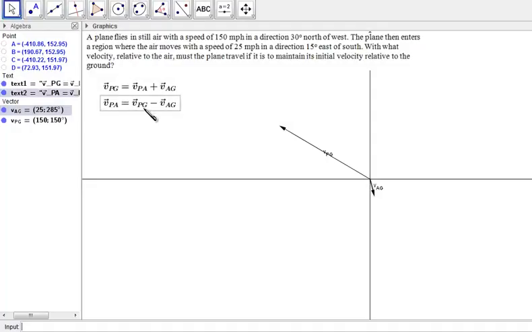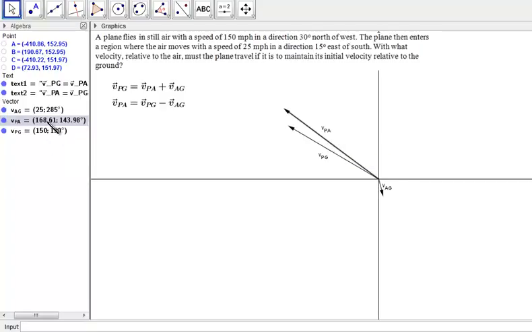So I want the difference between these two vectors. The velocity of the plane relative to the air is going to be equal to the difference between these vectors. So that's the velocity of the plane relative to the ground minus the velocity of the air relative to the ground. Remember, you need to be able to do this using just your calculator. And so that gives us the velocity of the plane relative to the air. So relative to the air, the pilot is going to have to increase the speed to 166.61 miles per hour and change the direction to 143.98.